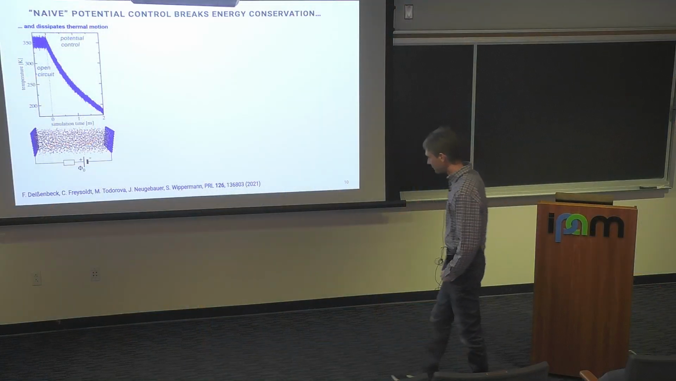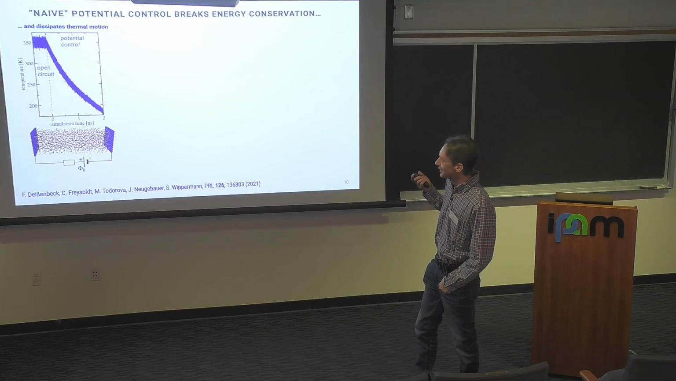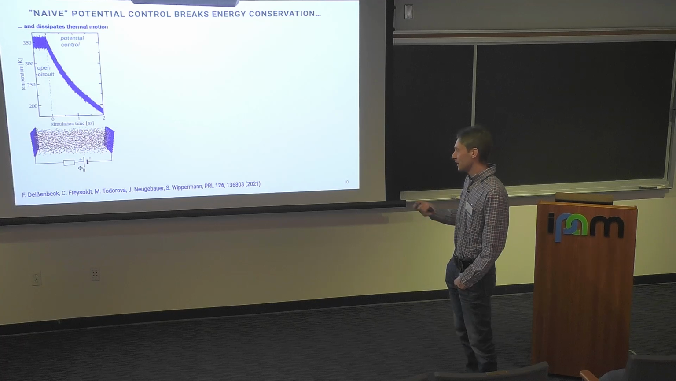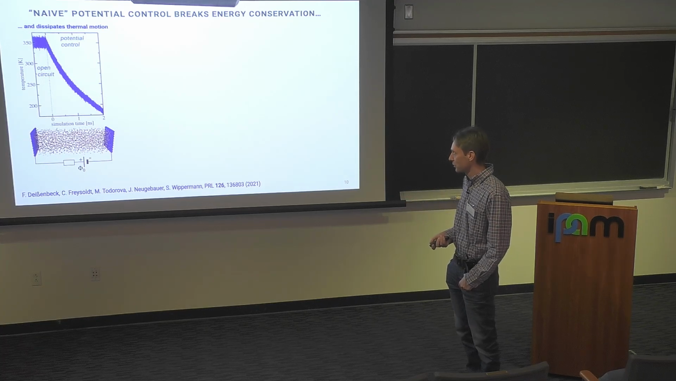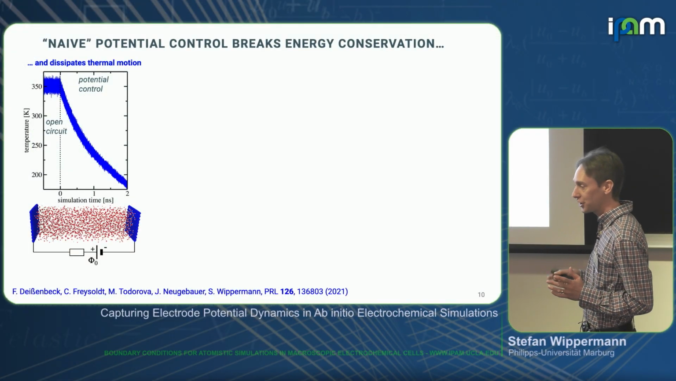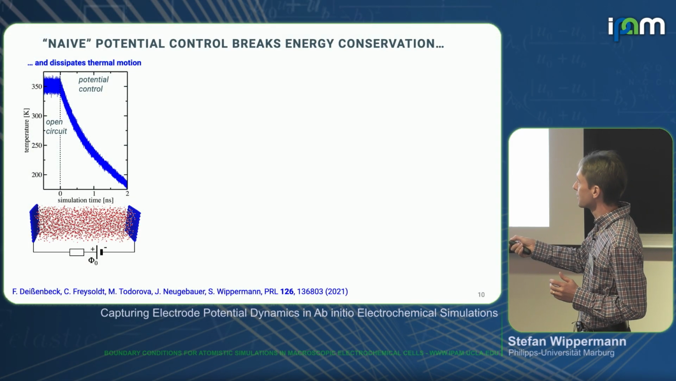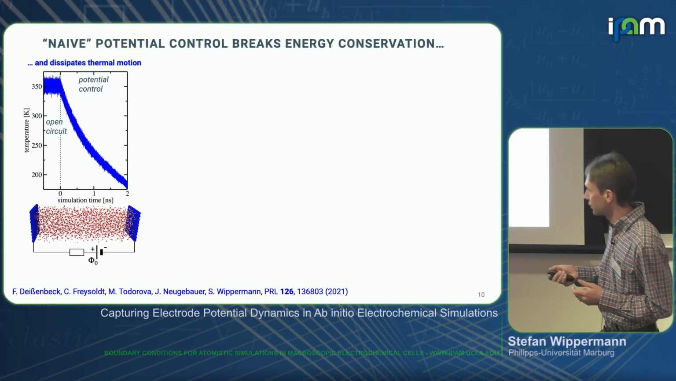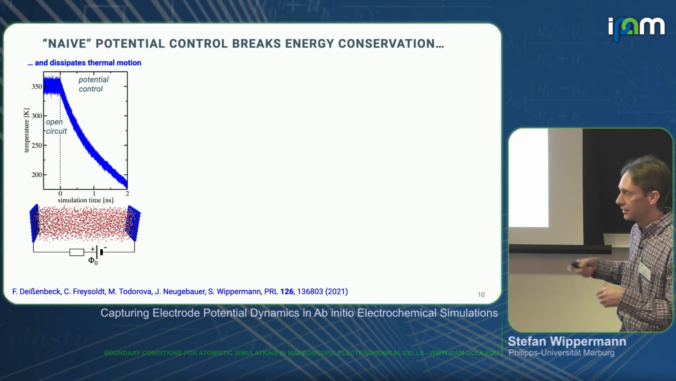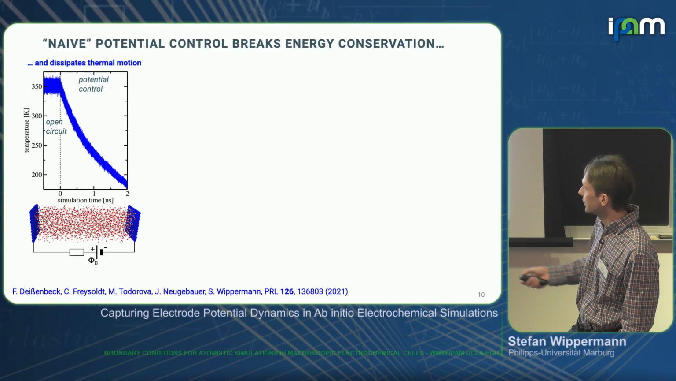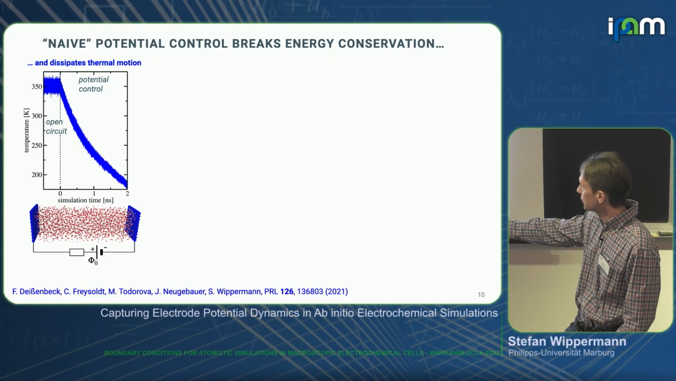Okay, then let's move on. To really illustrate this a bit, we have the same cell that I showed before. We can run this either as a constant energy calculation, as an NVE calculation. This is this part. Or if we now try to adapt the charge on the plates in the naive way, without taking this fluctuation term into account, then you start losing energy here.